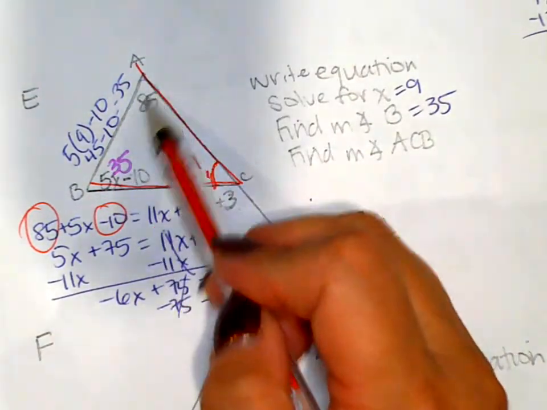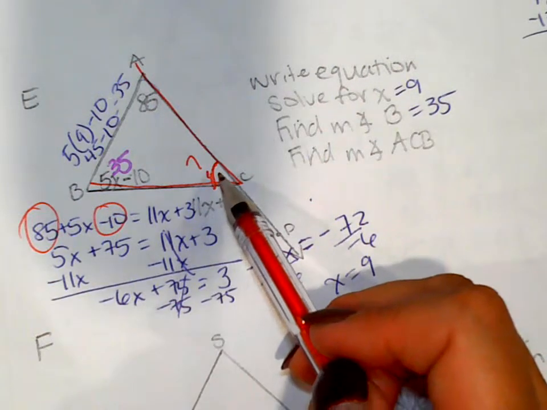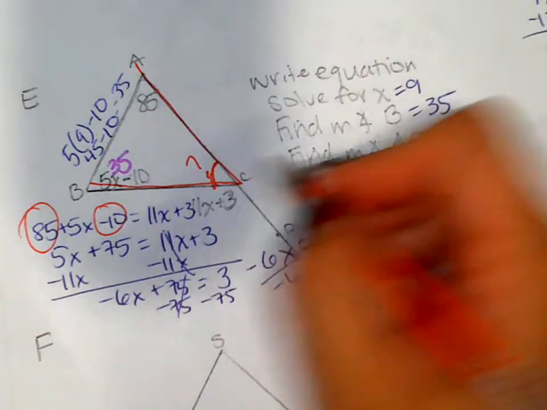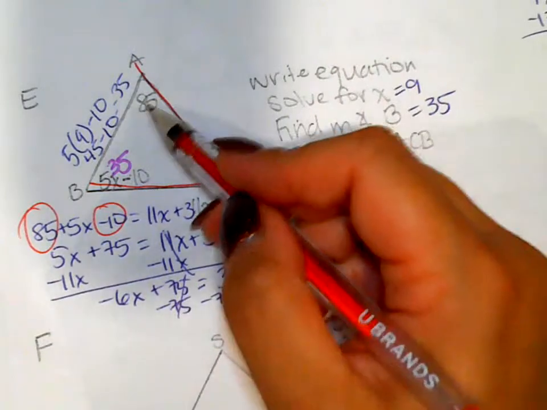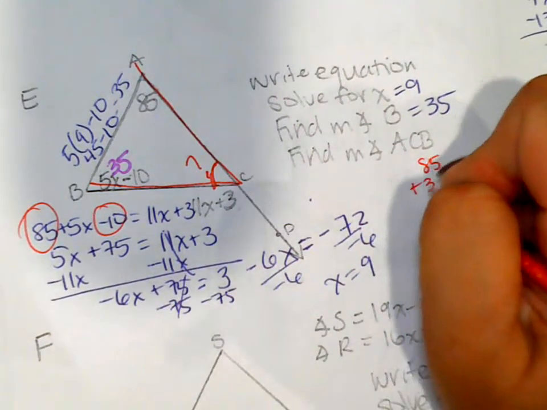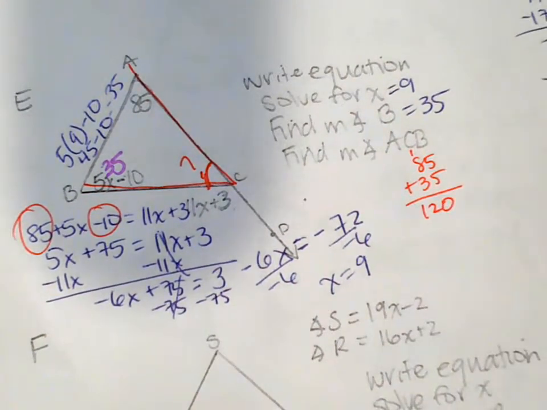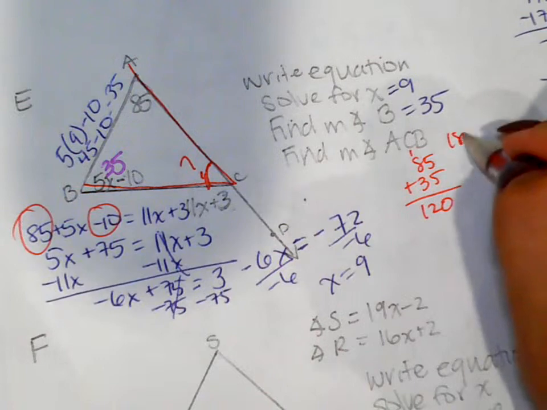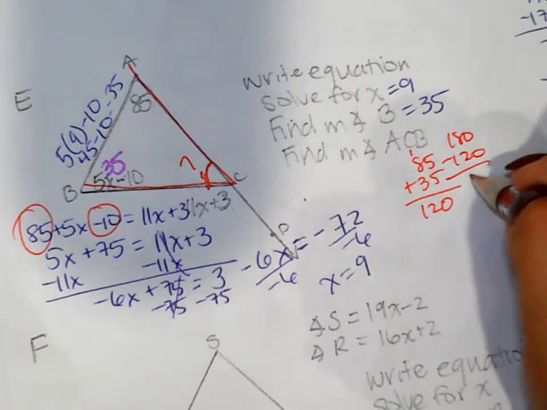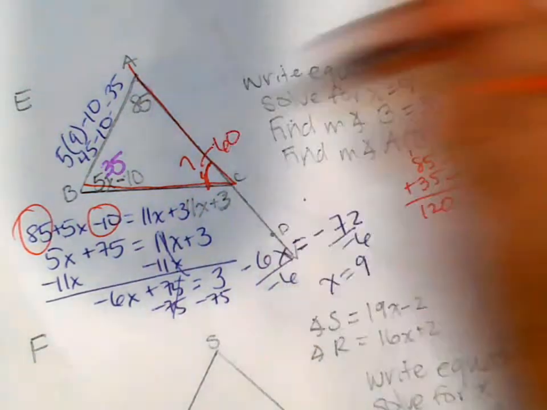All of my angles in a triangle need to add up to be 180. So I know that the total has to be 180. I have 85 and 35 here. So 85 plus 35 gets me 120. I'm going to subtract it from 180, and I'm going to get 60. So this guy right here is 60 degrees.